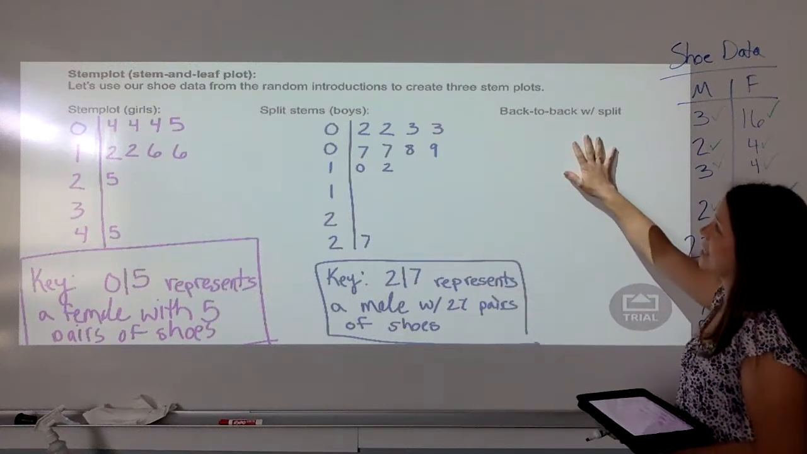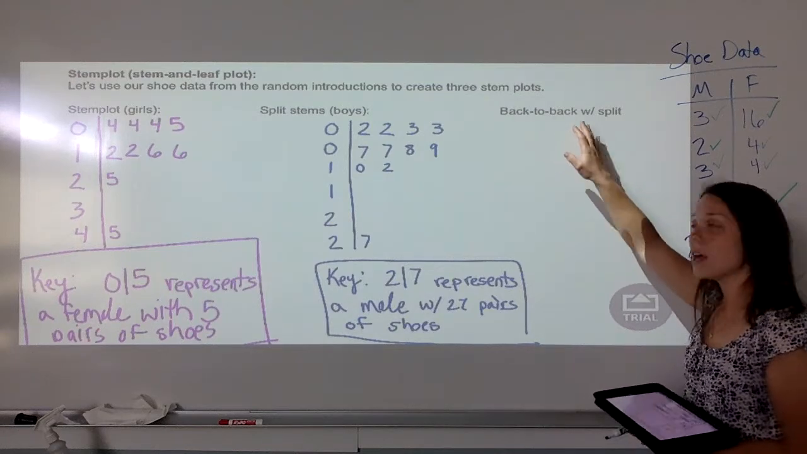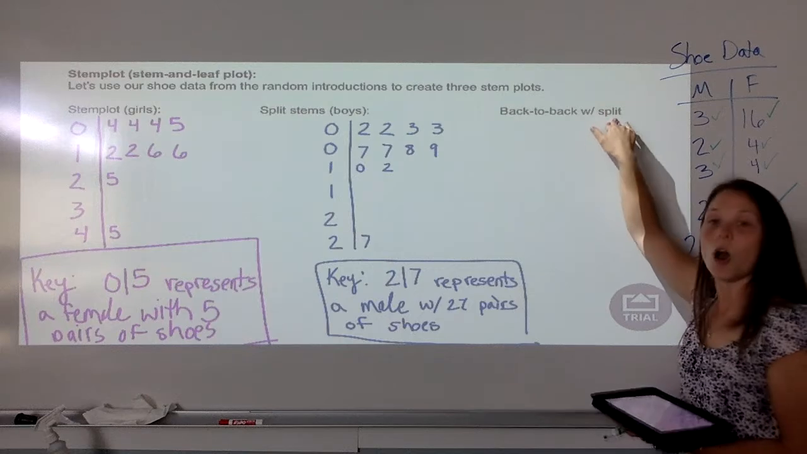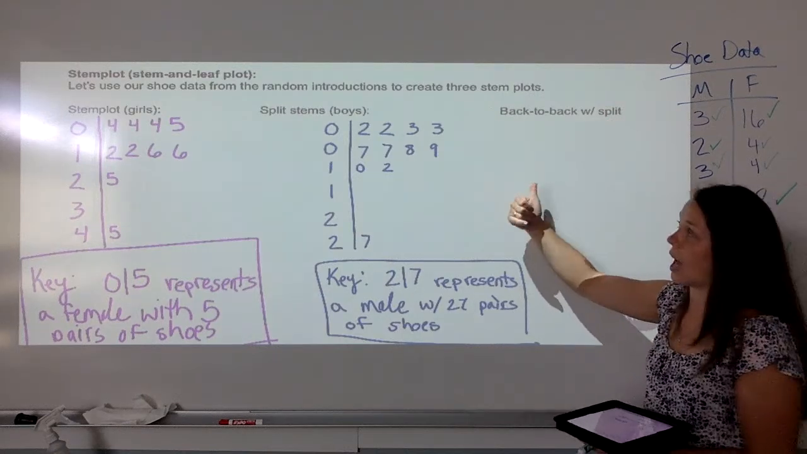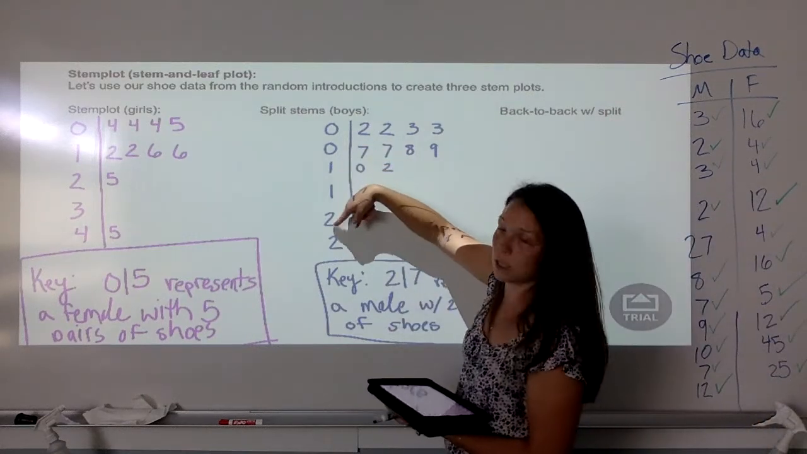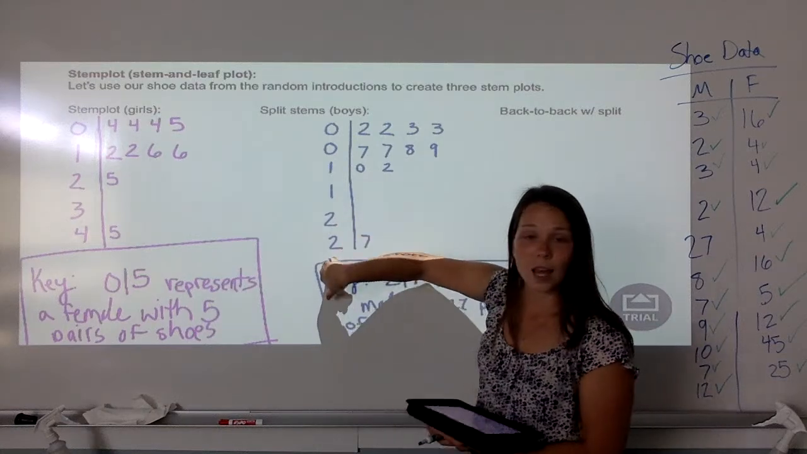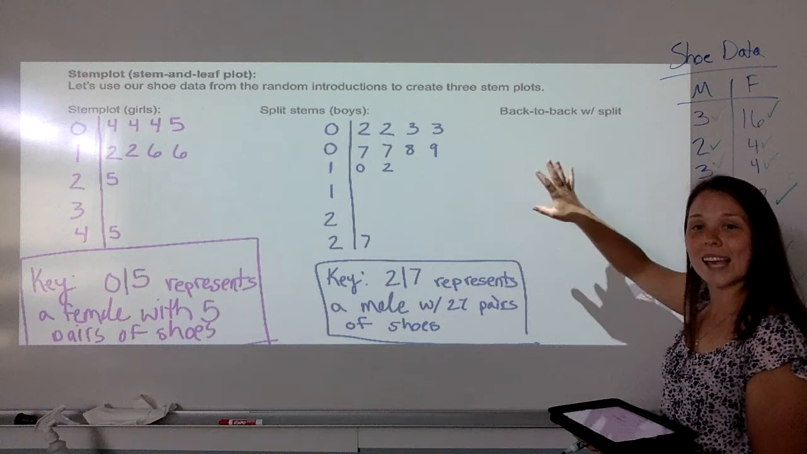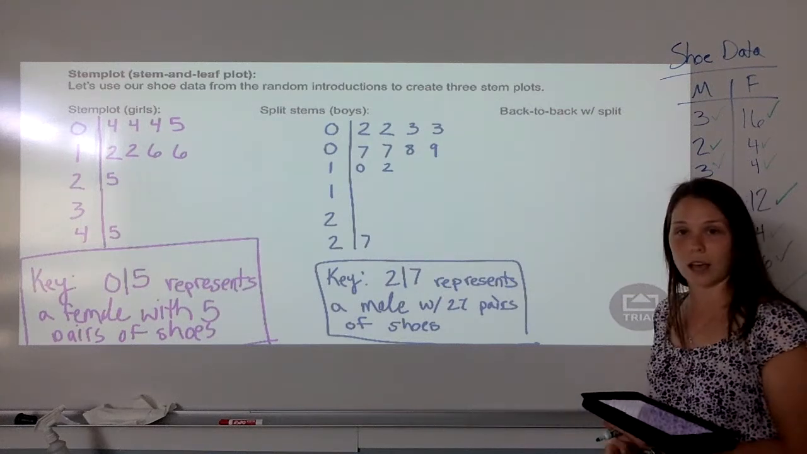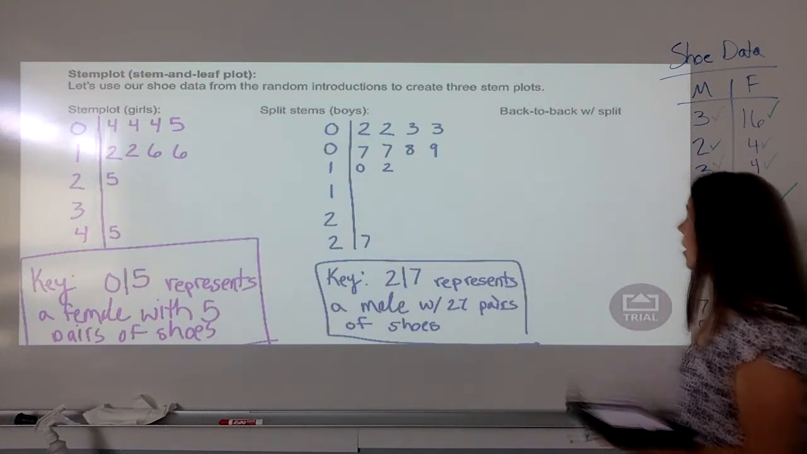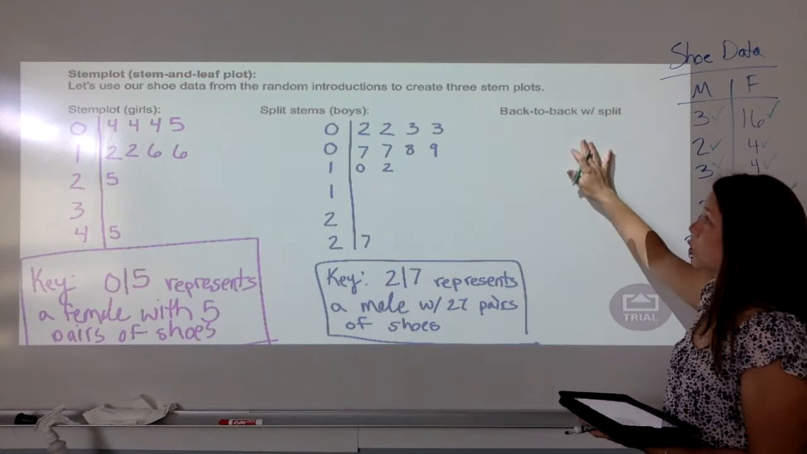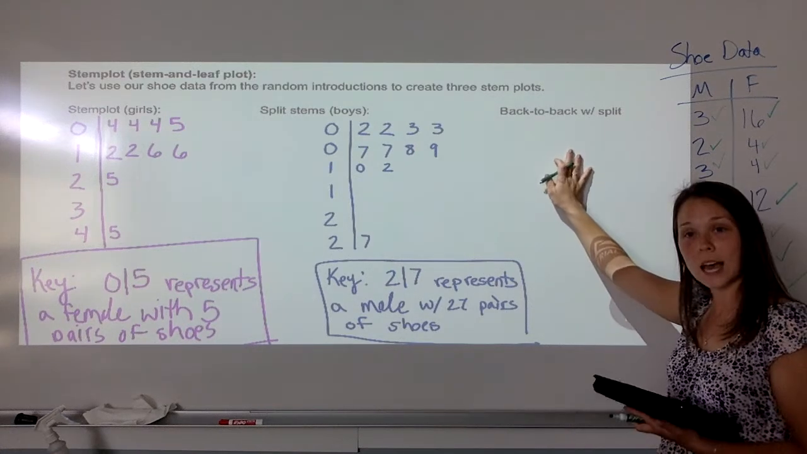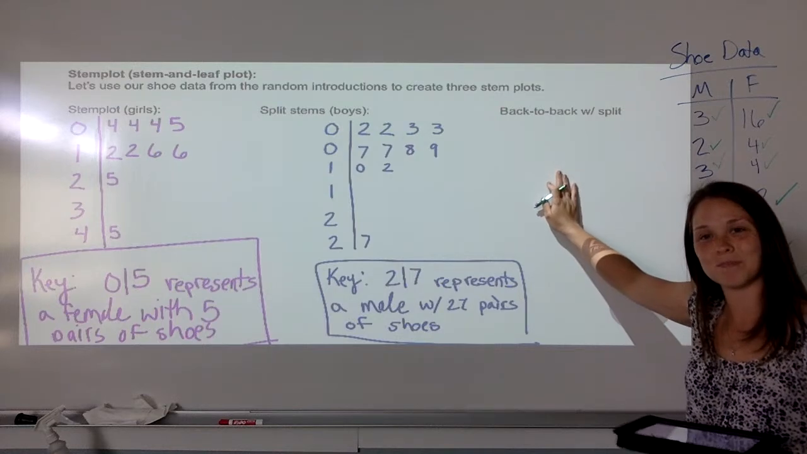And then the very last thing is a back-to-back stem plot. And this one says a back-to-back with split. All that means is that one, we're going to have it be split, so all of these numbers on this side will be doubled. And then it's back-to-back because we're going to include males on one side and females on the other side. So I'd recommend pausing the video, seeing how you do with the back-to-back with split, and then press play when you're ready.